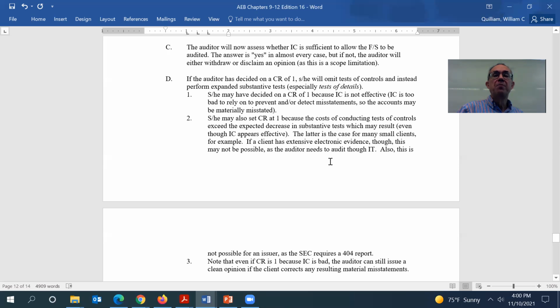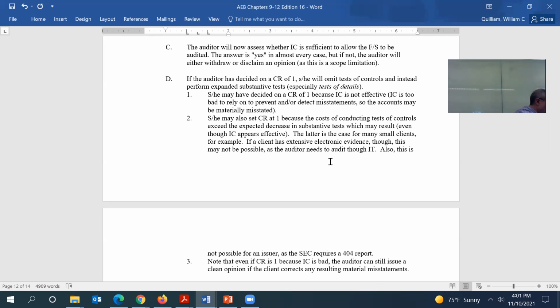Here she is going to omit test controls and instead perform expanded substantive tests, especially tests of details. Well, let's see why the auditor may have decided upon that. First of all, he or she may have decided upon a control risk of 1 because internal control is not effective. That means internal control is too bad to rely on to prevent and or detect misstatements, so the accounts may be materially misstated.